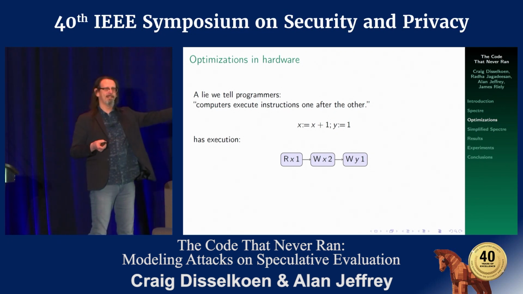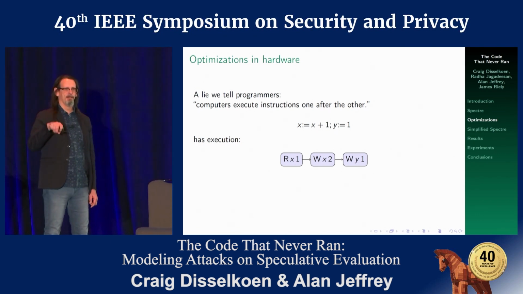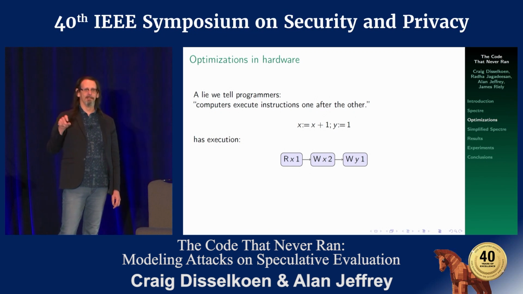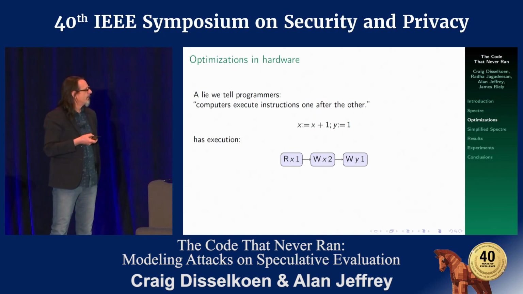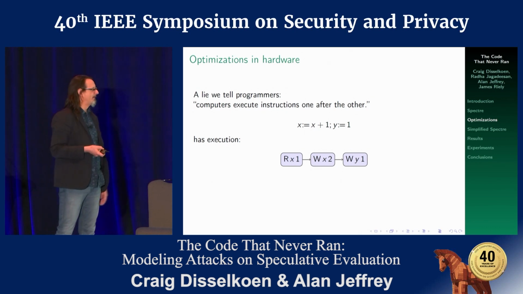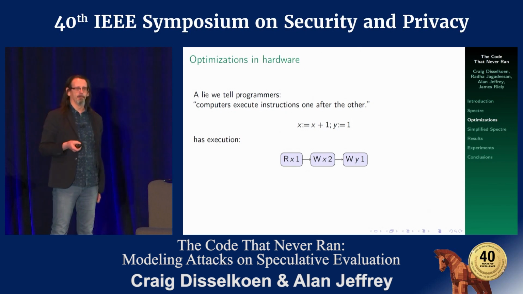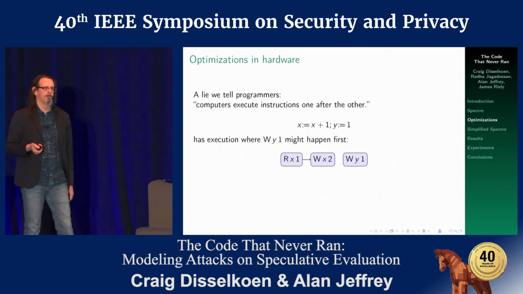And okay, this is the execution that it has. And that's the model that we give to people up until sometime at the end of their undergraduate education in computer science. Where you've got 3 actions here, one of which is you read x and you might get 1. And then you write x to be 2, and then you write y to be 1. But that's not what's actually executed by hardware.